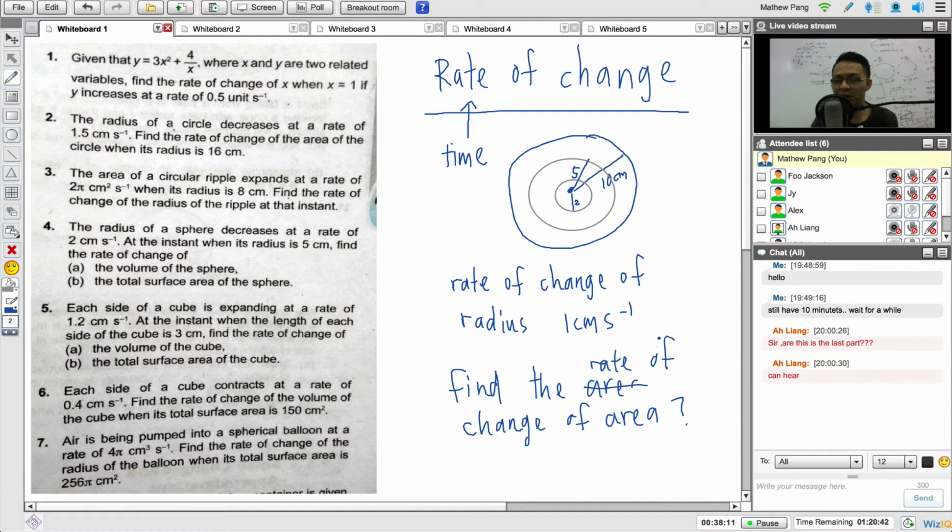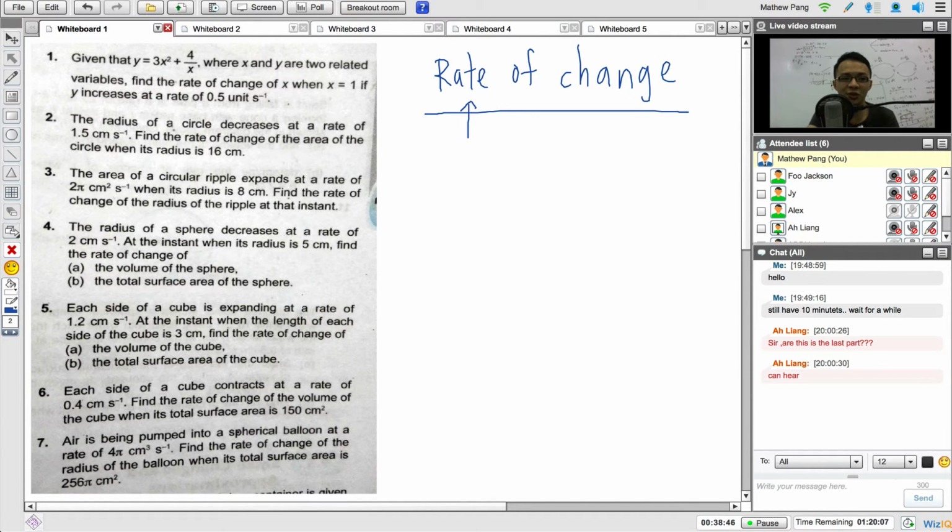The question might ask, after 3 seconds, what is your area right now? So you have to find your area, and you have to understand the meaning of rate of change. Rate of change means you want to find how much your radius will decrease after 5 seconds, or how small your area will be after 10 seconds. It's always related to time. Then we go back to something very important, which I call the chain rule. Of course, we will go to examples later.